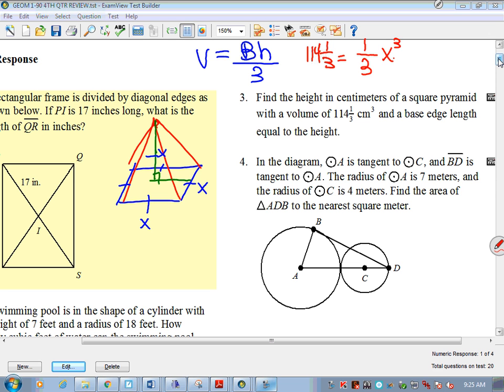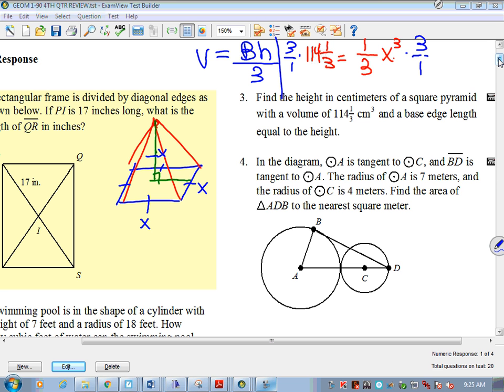Divide by 1/3. Can I divide by a fraction? Multiply by what? Which is? Okay, 3 over 1, multiply by 3 over 1. Let's kind of leave that there. So what we need to do is take 114 and 1/3 and multiply it by 3.